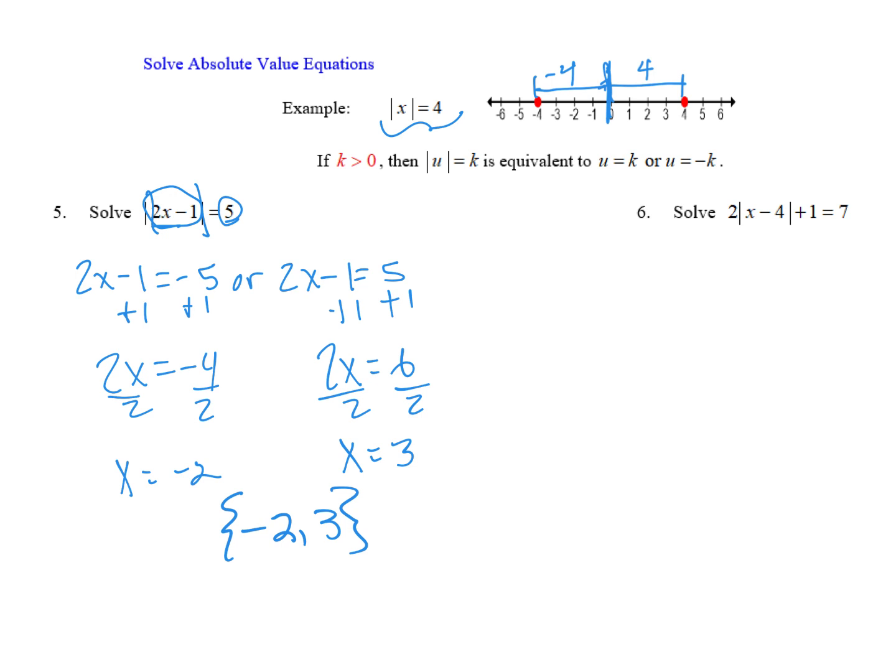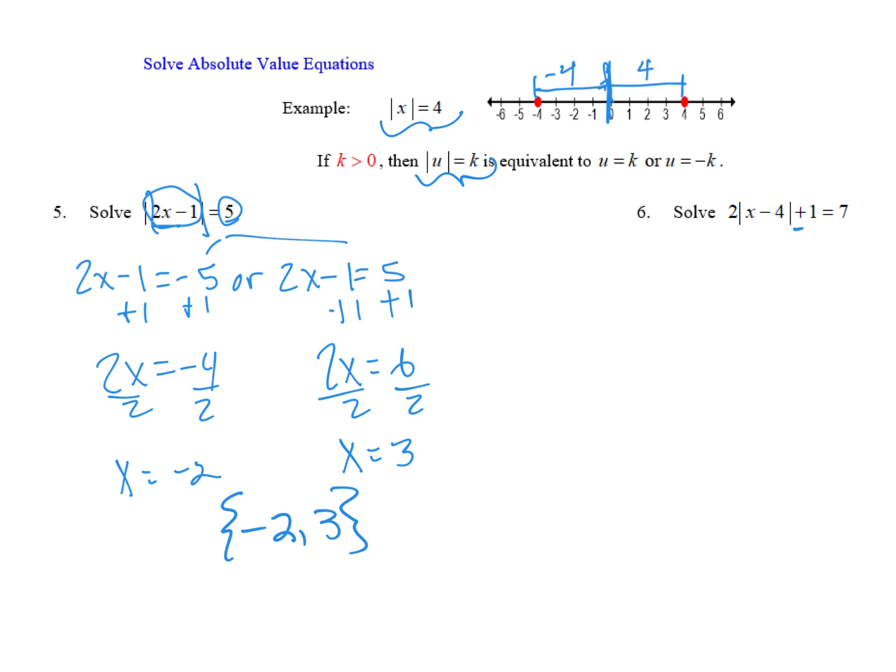Now, this only works if we first solve for the absolute value. The only way this whole positive and negative works is if the absolute value equals a number. So if you look on number 6, we don't have that. This says 2 times the absolute value of x minus 4, plus 1 equals 7. I need to break this down until I get the absolute value equals a number before I can say it equals the positive number and the negative number. So a couple of things here.